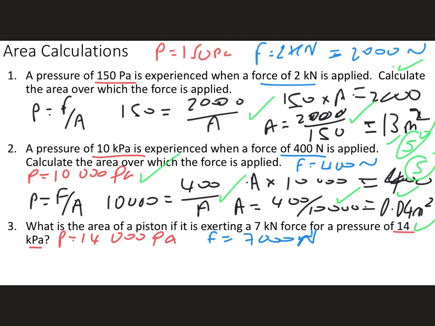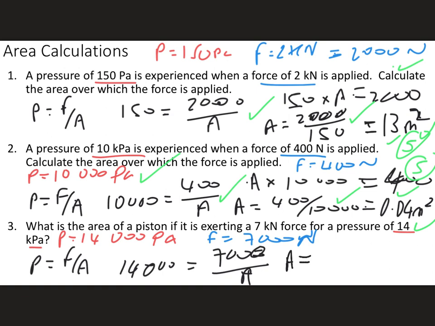And then let's go through and put the numbers in. So here, pressure equals force over area. I've got less space this time, so I will just do the rearrangement in one step. So I'm going to put the numbers in. I get 14,000 equals 7,000 over A. So now I'm going to rearrange that equation. I'm going to do it in one step this time. So I'm going to say that A is equal to 7,000 at the top, over 14,000, and that will give me an answer of 0.5 meters squared.